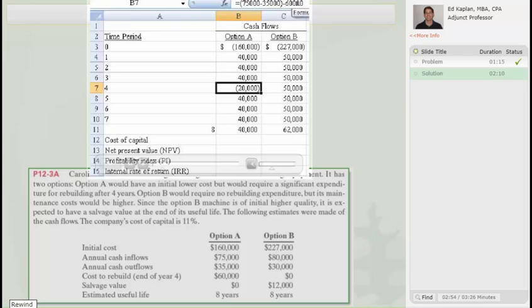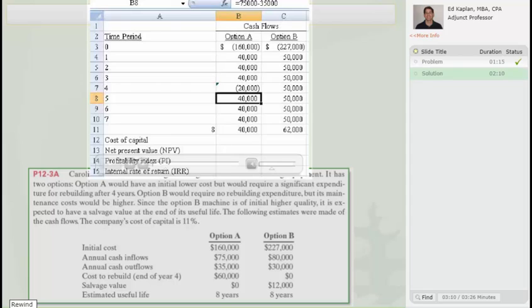With option A, we not only have the $75,000 and the $35,000, let me hit the F2, but then we have to subtract the $60,000 cost to rebuild, which we assume comes at the end of year 4. Now, we don't have that with option B.